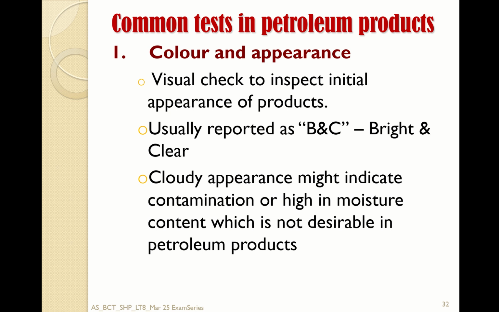These are just some of the common tests. There are a lot of tests in the petroleum industry. Firstly, of course, is the color and appearance. For petroleum products it's very straightforward, because we don't want any moisture inside the product. When you run your car, you don't want any water inside your fuel. For petrochemicals it's quite easy, because if you see the appearance is cloudy, it means there's probably some moisture or some contamination. Usually it should be clear. In the industry, we report it as B and C, bright and clear.